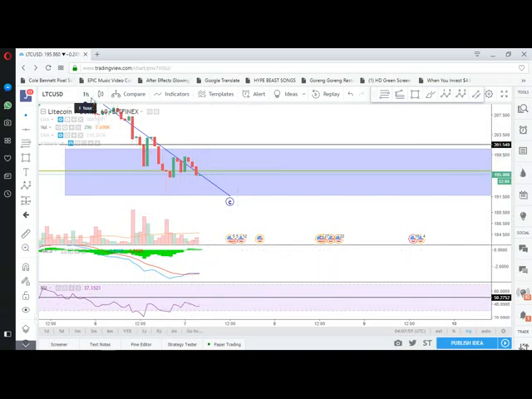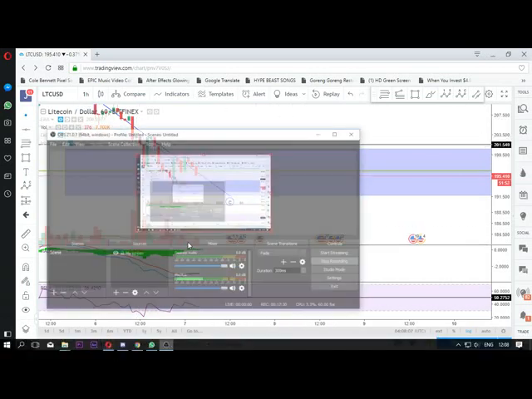It's very interesting what working with the different time frames starts to tell you in terms of overall direction and price action. But anyways, those are my thoughts, my long-winded thoughts on LTC.